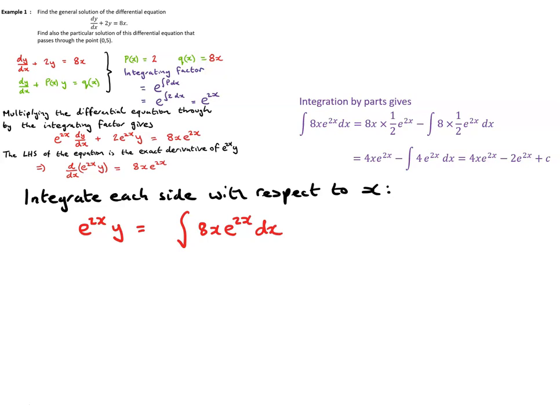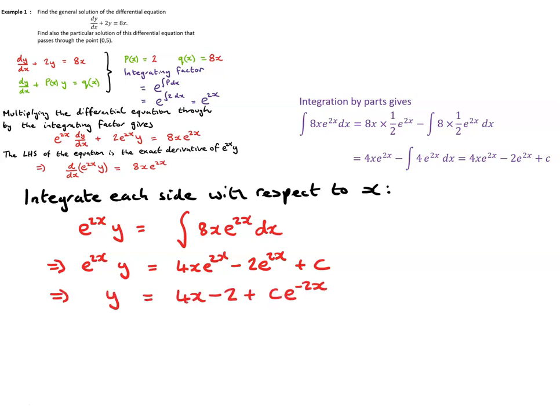So we've now got e to the 2x times y equals 4x e to the 2x minus 2e to the 2x plus c. Dividing each side by e to the 2x gives me y equals 4x minus 2 plus c divided by e to the 2x, but c divided by e to the 2x is the same thing as c times e to the minus 2x. And that is our general solution of the equation.